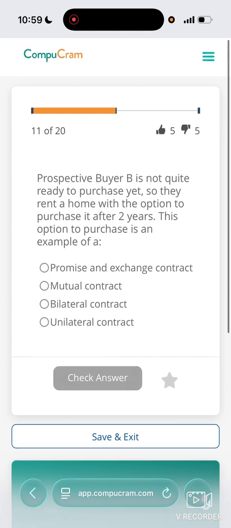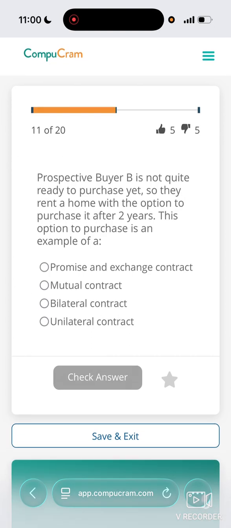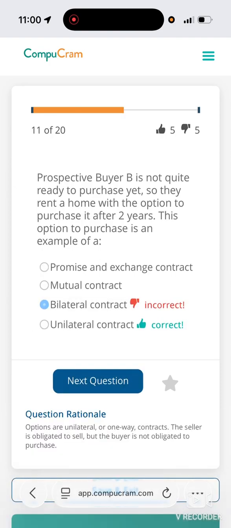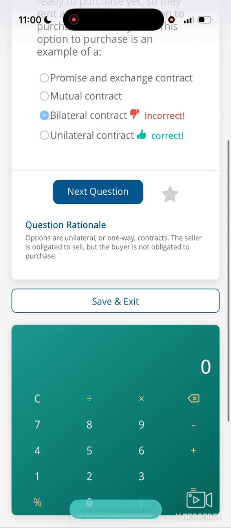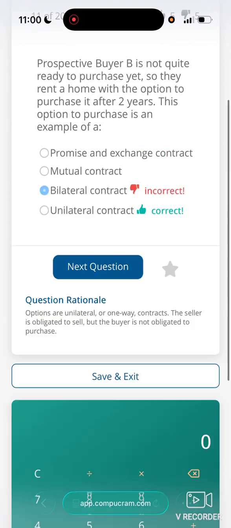And since I love you guys, I'll give you one bonus question. Prospective buyer B is not quite ready to purchase yet. So they rent a home with the option to purchase it after 2 years. This option to purchase is an example of a: promise and exchange contract, mutual contract, bilateral contract, unilateral contract. Is it bilateral contract? Unilateral contract. Options are unilateral or one-way contracts. The seller is obligated to sell, but the buyer is not obligated to purchase.